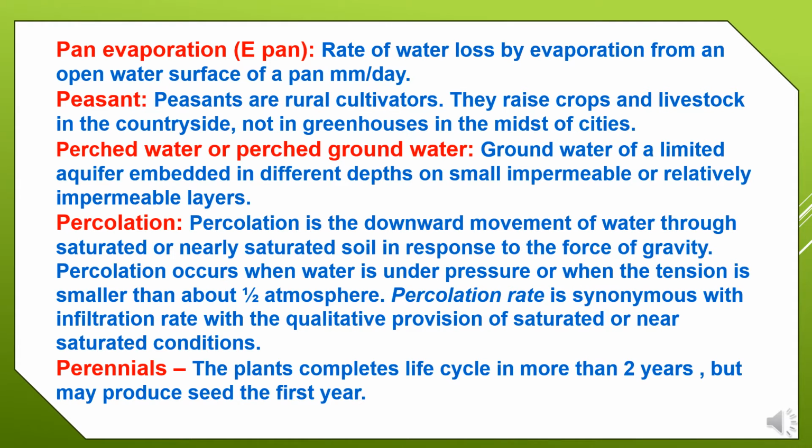Pan evaporation. This is also called E-pan. Rate of water loss by evaporation from an open water surface of a pan, which is measured by millimeter per day. Peasant. Peasants are rural cultivators. They raise crops and livestock in the countryside, not in greenhouses in the midst of cities.